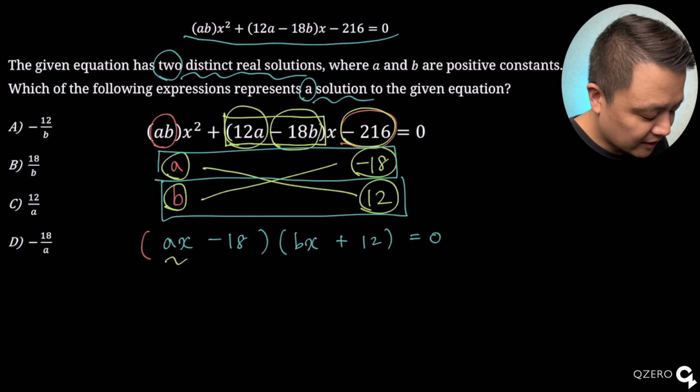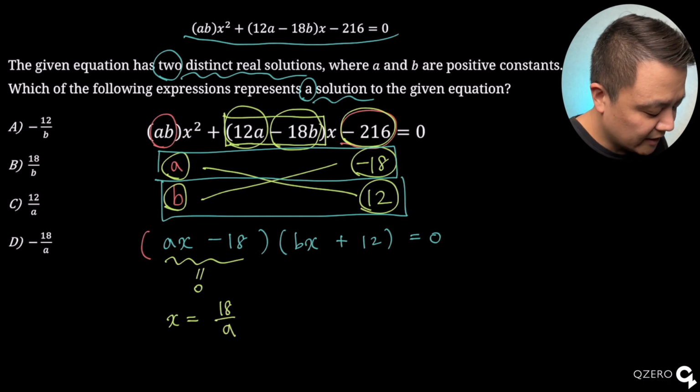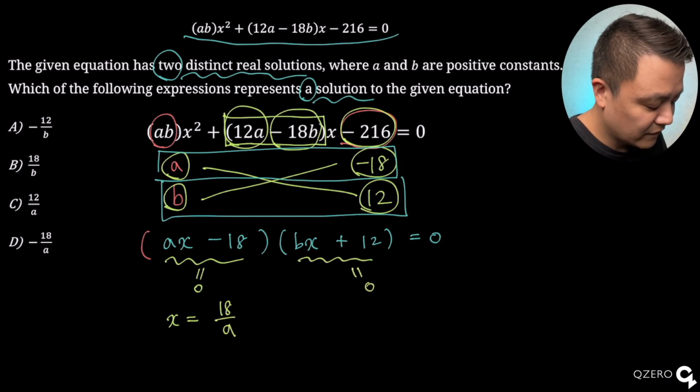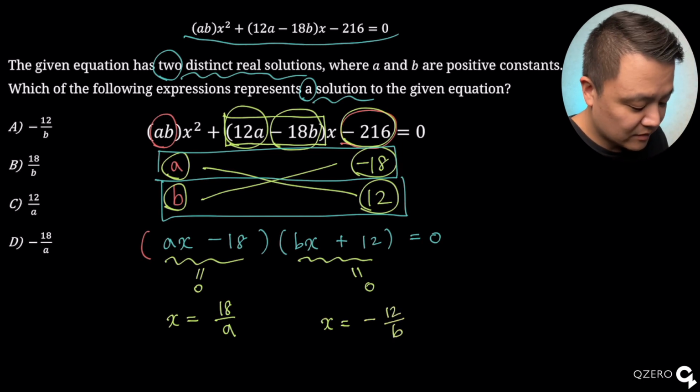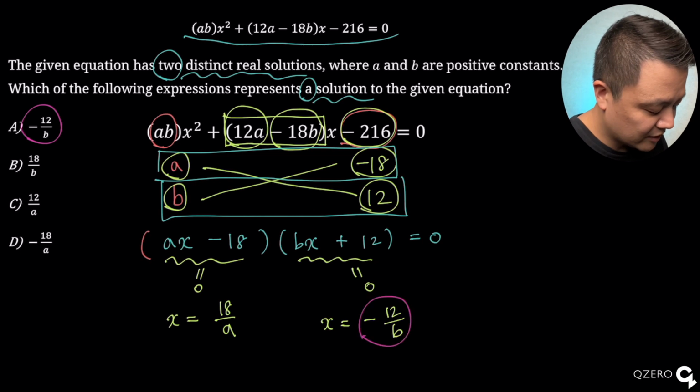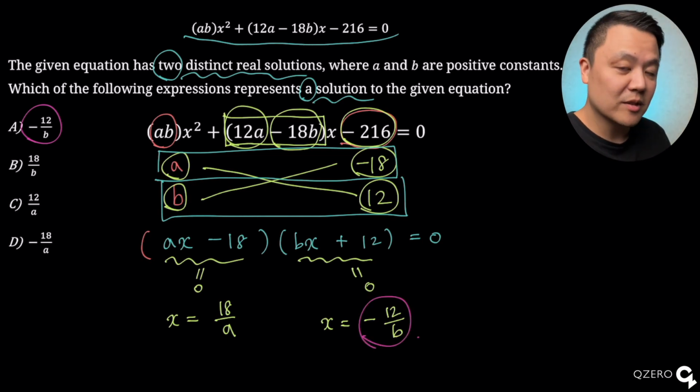So by setting the first factor equal to 0, you can find the solution. It's 18 over A. And by setting the second factor equal to 0, you can find another solution. That is negative 12 over B. Since we have negative 12 over B here, answer choice A has to be the correct one.